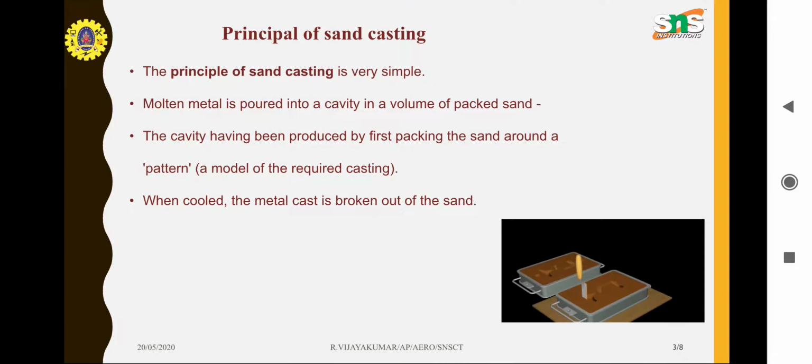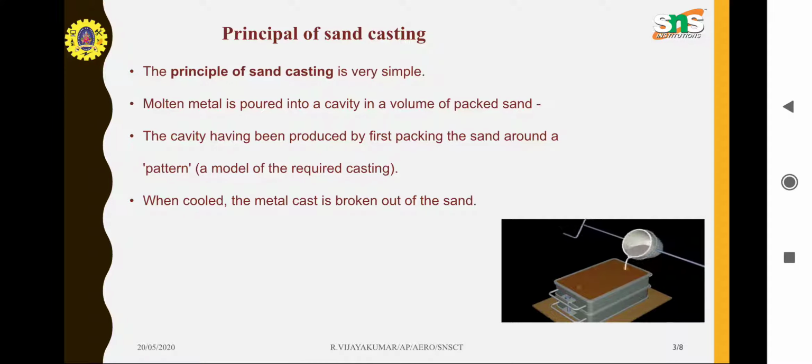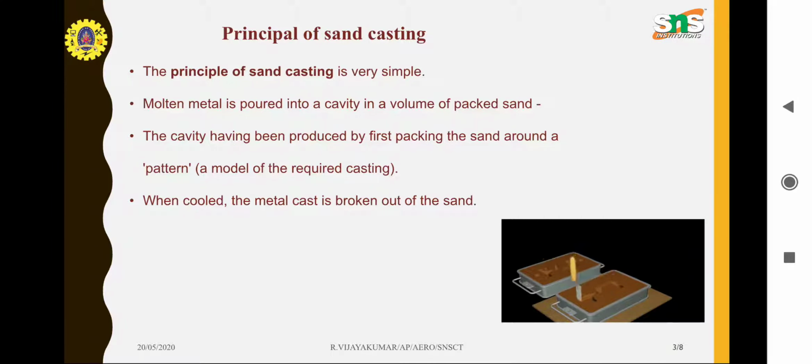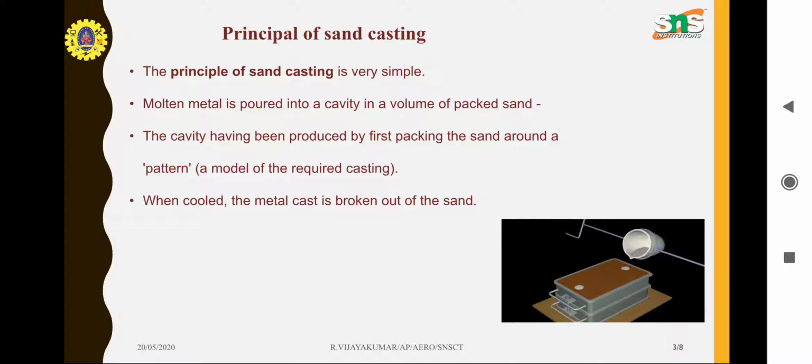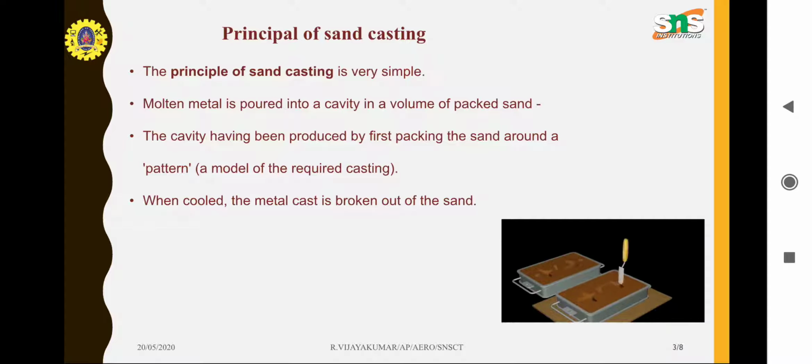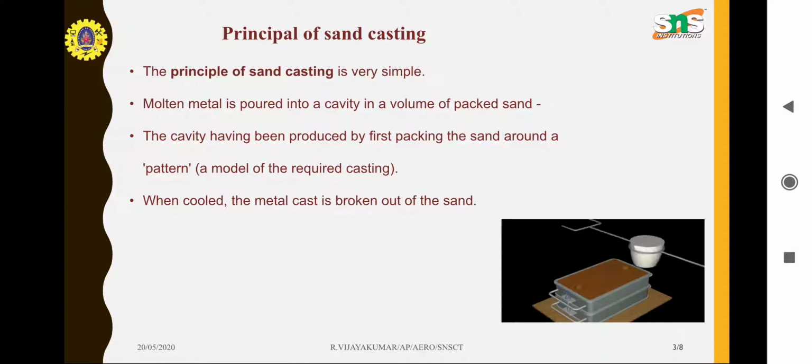Next we are going to discuss the principle of sand casting. Commonly, whether it is sand casting or die casting, there are common terminologies or principles we use in a casting process irrespective of the method. The first is preparing a mold and preparing the molten metal. The next is introducing the molten metal into the mold, and after solidification, removing the casting from the mold by breaking or removing the mold.